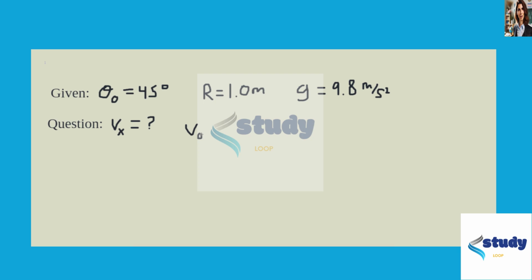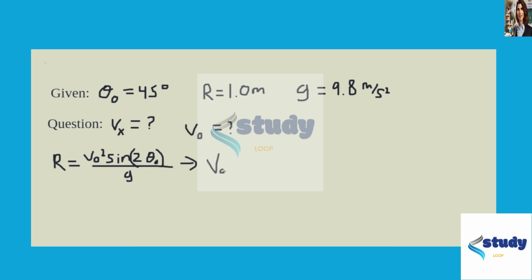So we'll just call that v0. First, we need to find that. In order to do that, we're going to take into account the range formula. Range is equal to v naught, which is what we're going to try to find, squared times sine 2 times the angle, which is theta naught, divided by gravity, g. And we want to solve for v naught.